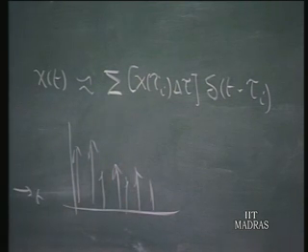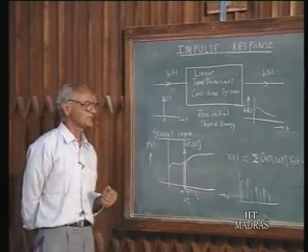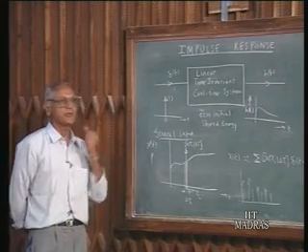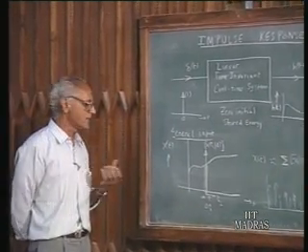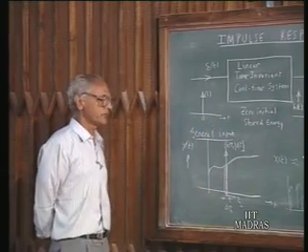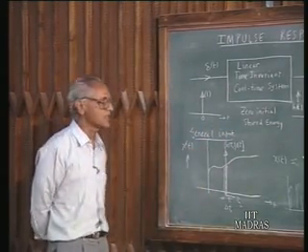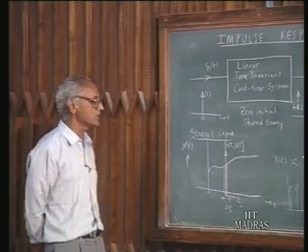If we want to find out the response to this arbitrary input, we can find out the response due to the individual impulses and add them up, that will be your total response. And in the limit as delta tau goes to 0, the response will be faithfully the one that will be obtained when the actual x of t is present. That is the philosophy, that is the strategy that we will adopt.